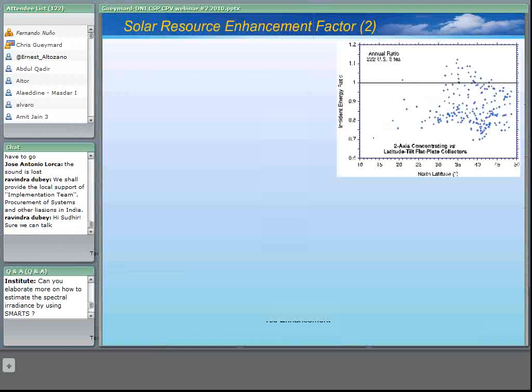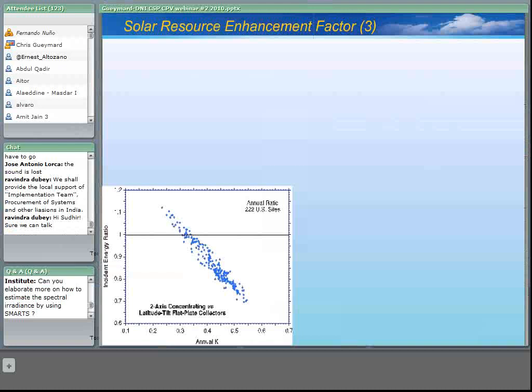So here on this plot, you see the ratio between two-axis concentrator resource compared to reference at one, which is your latitude tilt flat plate. Basically, this is a function of the ratio between the diffuse to global irradiance on an annual average basis. Here we have very clear sites like Daggett, California, and here we have very cloudy sites like in Washington State. So this is a typical ratio, and as you can see, it is quite well behaved.